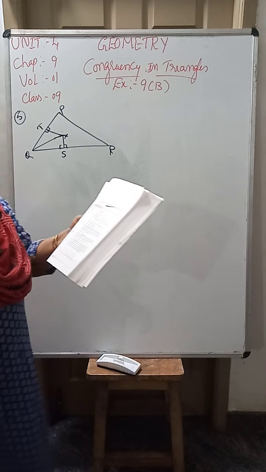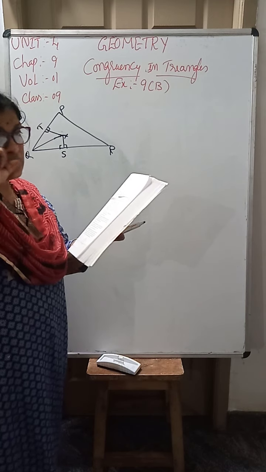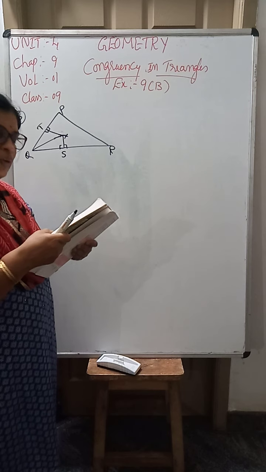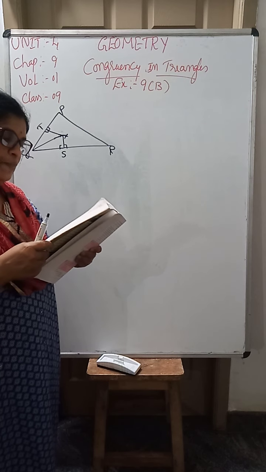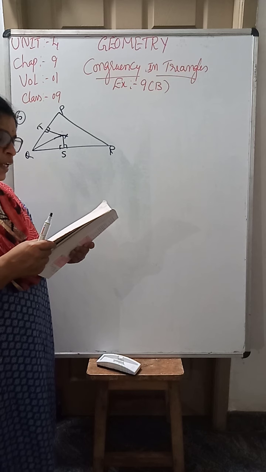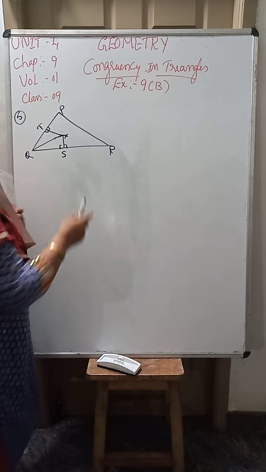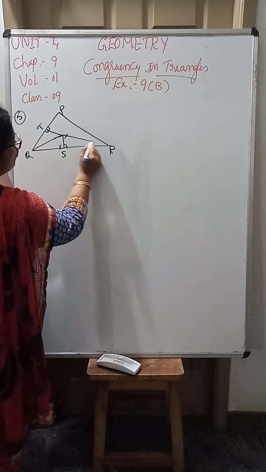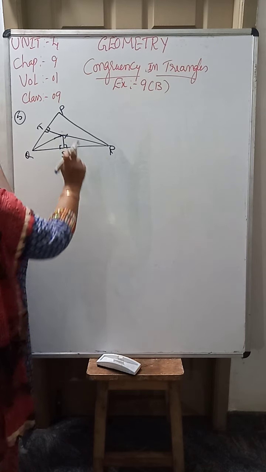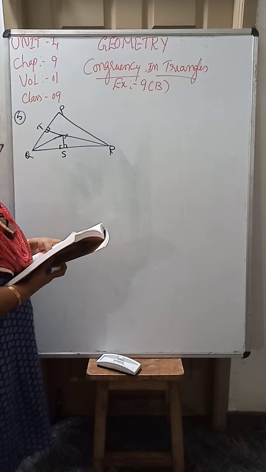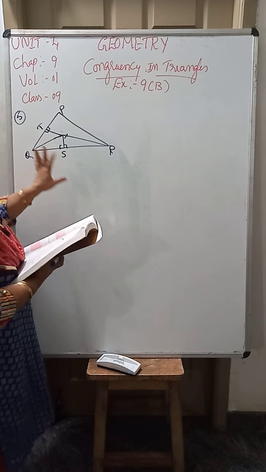Children, next I have selected the fifth problem itself because it is a little different. Now in question 5 they have given the figure by themselves. Let me read the question. In the adjoining figure QX and RX are also joined. QX and RX are the bisectors of angles Q and R respectively of triangle PQR.